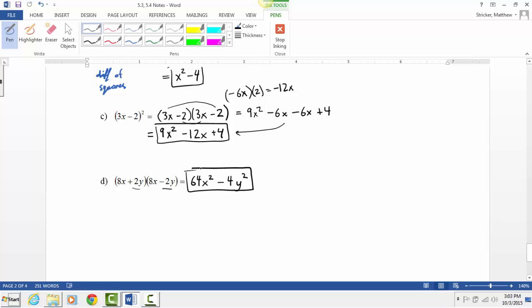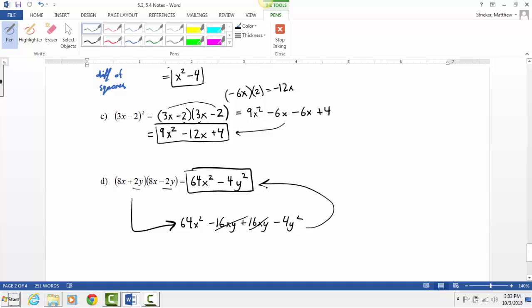Again here, if you don't feel comfortable using the shortcut, you can always write it out. 8x times 8x is 64x squared. 8x times negative 2y, that's negative 16xy, excuse me. Let me rewrite that. Negative 16xy, and then we distribute the 2y. 2y times 8x, positive 16xy, and 2y and negative 2y is negative 4y squared. And you cancel out the middle terms, and you get what we got with the shortcut.